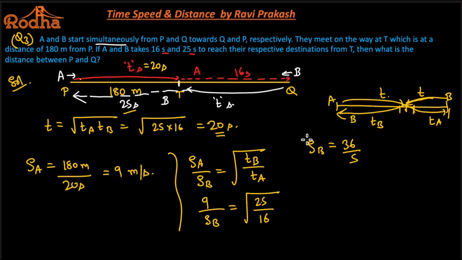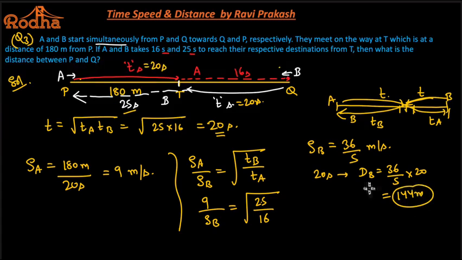Now I want to calculate the distance. The speed of B is 36 by 5 meter per second. In T seconds, that is 20 seconds, B has reached from here to here. So in 20 seconds, the distance covered by B will be equal to 36 by 5 into 20, that is equal to 144 meter. So B has covered 144 meter.